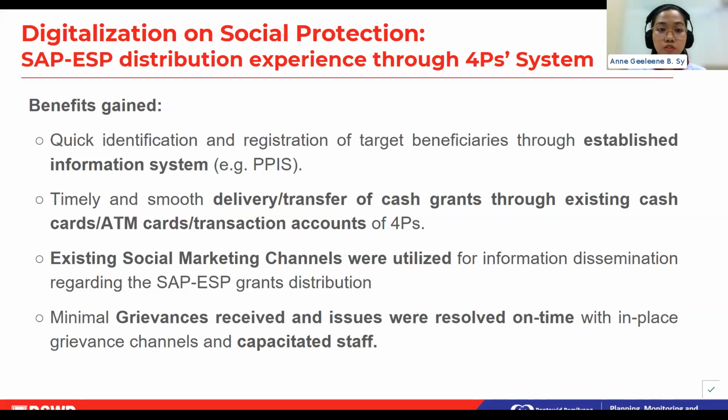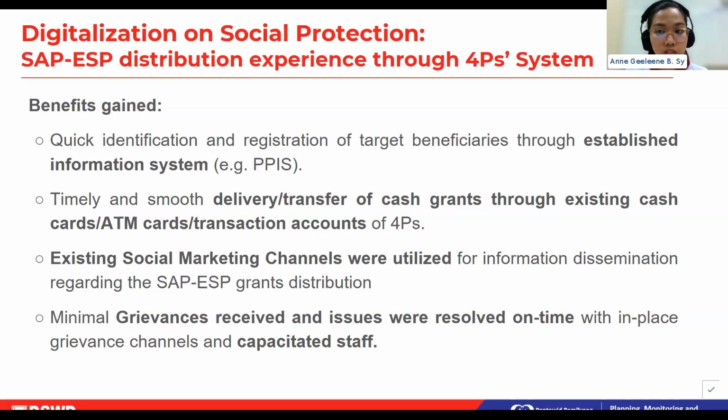And the 4Ps also have various channels for grievances. Beneficiaries could communicate their concerns and issues via text messages, caller hotline, or snail mail, to social media accounts, direct email, and among others. And this was also used during the distribution of TAP. And basically, grievances, particularly in rural areas, may gather through SMS, phone calls, or social media platforms as well.